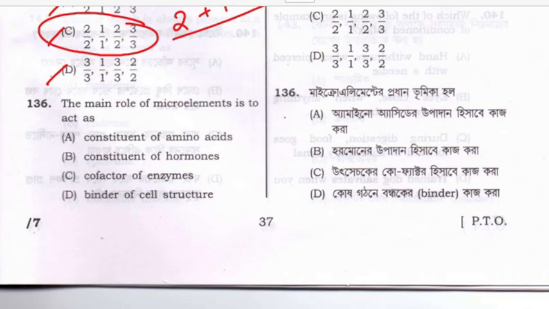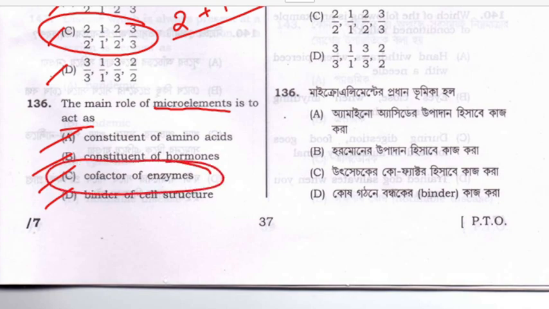The main role of micro elements is to act as constituents of amino acids, constituents of hormones, cofactors of enzymes, or binders of cell structure. The micro element basically acts as a cofactor of enzymes.